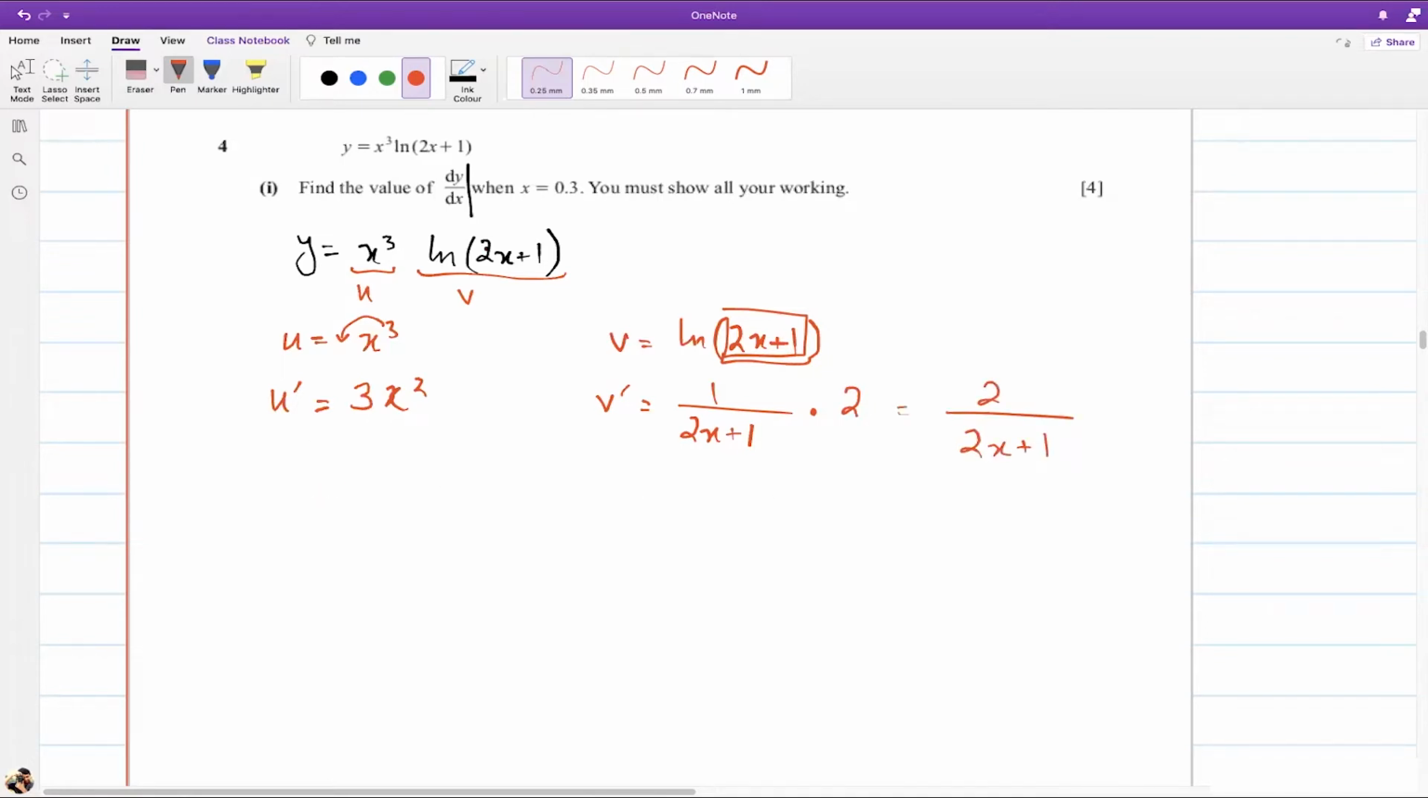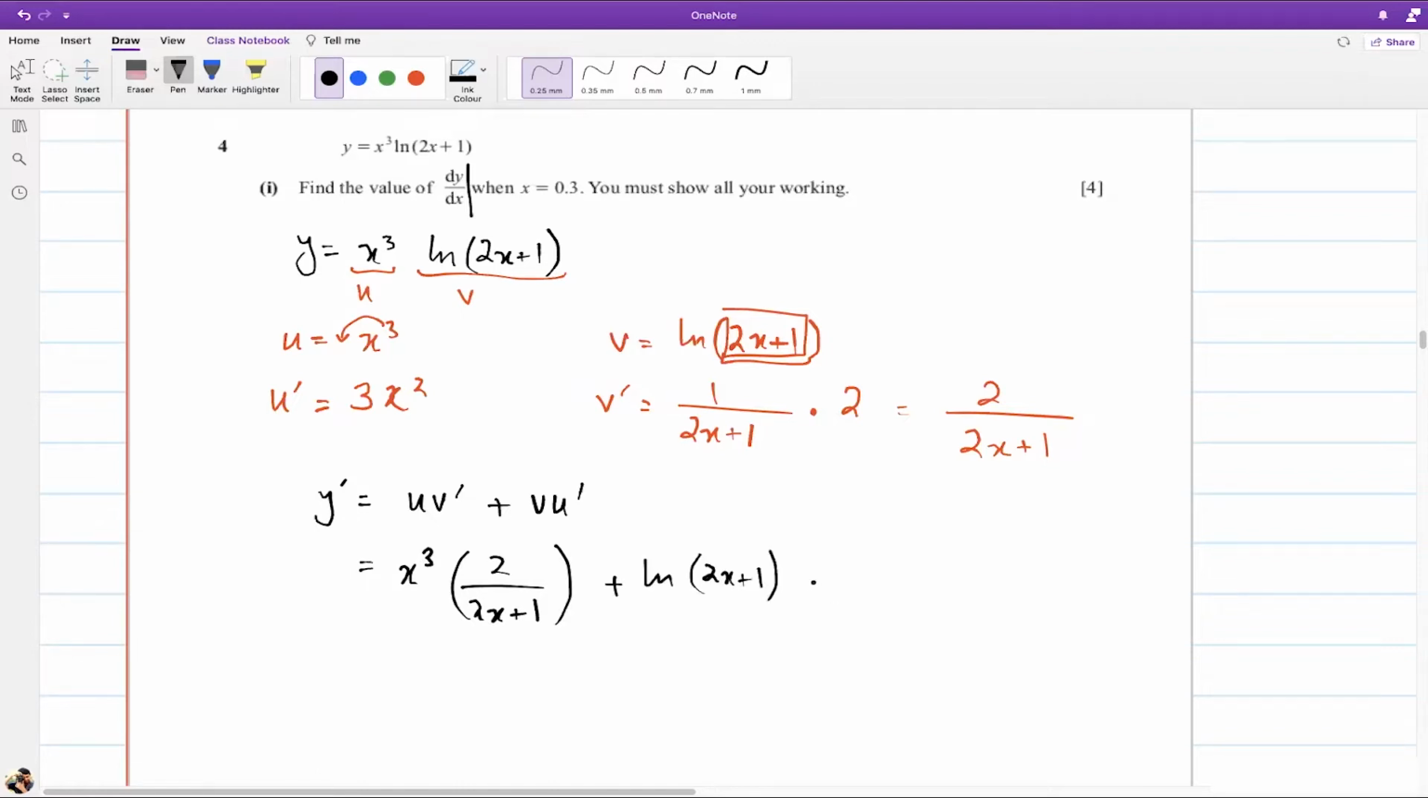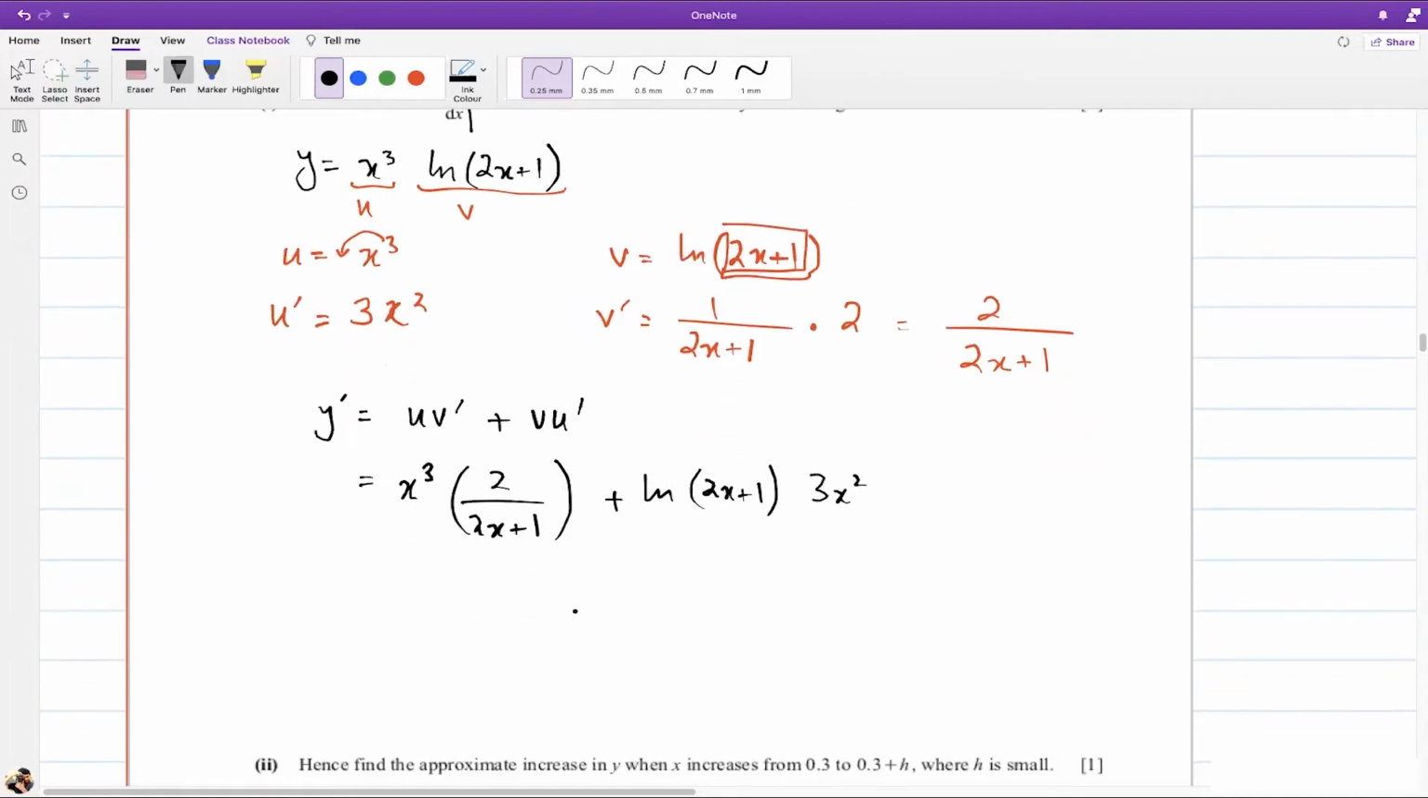And now I will write my formula again. So y prime is u v prime plus v u prime. Prime का मतलब है derivative. तो मैं यहाँ पे plug in कर देता हूँ. u is x cube, v prime is 2 over 2x plus 1, plus v is ln 2x plus 1 and v u prime is 3x squared. तो ये मेरे पास final answer मिल गया. इसको अगर simplify करना भी चाहो तो that's fine.